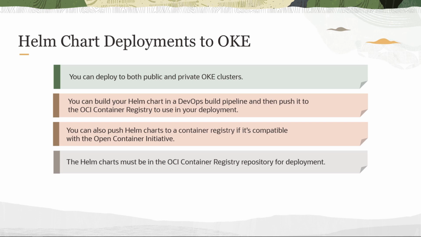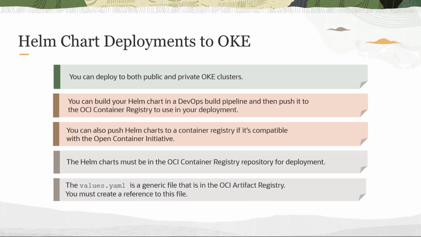And lastly, a Helm chart contains templates of Kubernetes YAML manifest files and a values.yaml file to supply the default template values. The values.yaml is a generic file that is located in the OCI artifact registry. You must create a reference to this file.